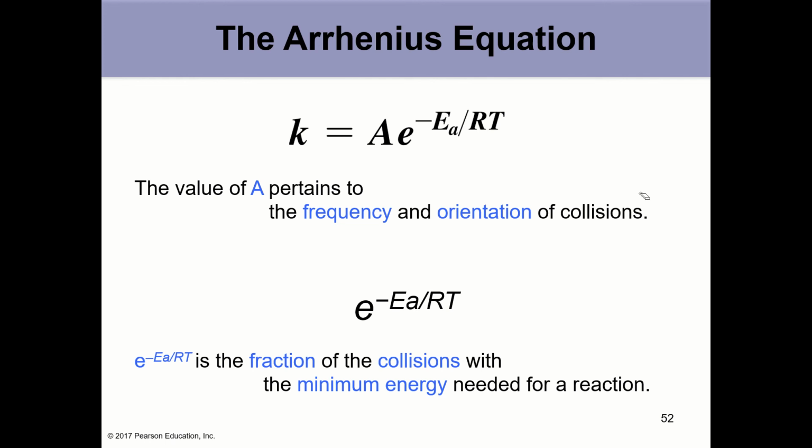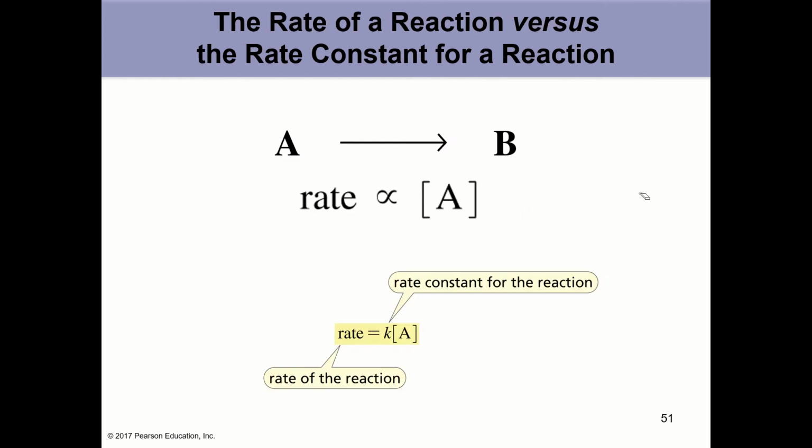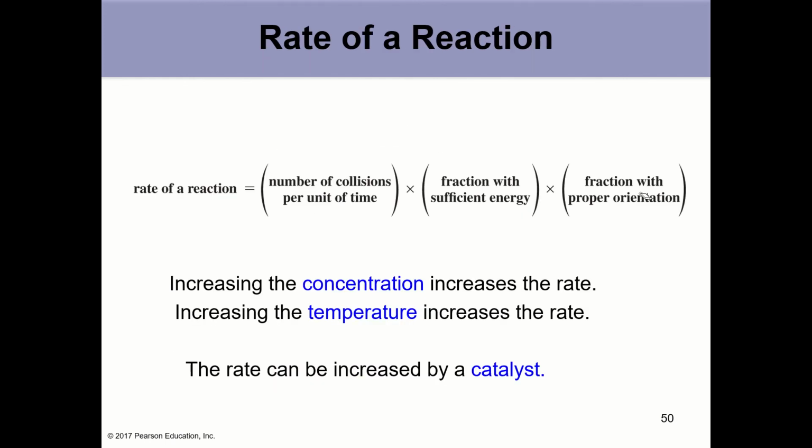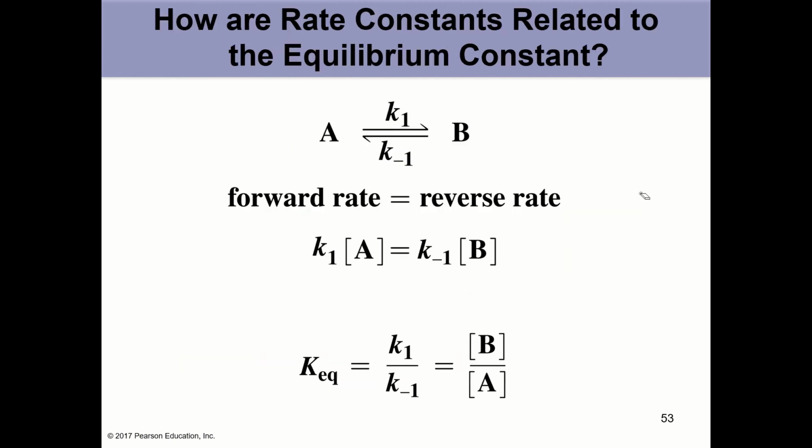You are not going to have to use these equations in your book. I just want you to always keep in mind that whether a reaction occurs and forms a new bond depends on number of collisions per time, fraction with sufficient energy, and fraction with proper orientation. Those are just abstract concepts to keep in mind. Also, please remember that the forward rate is equal to the reverse rate.